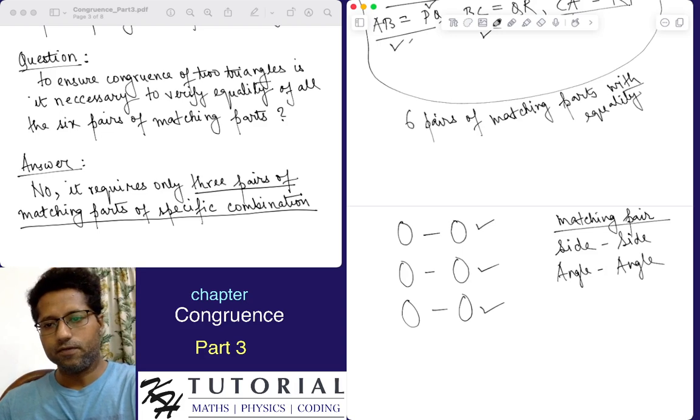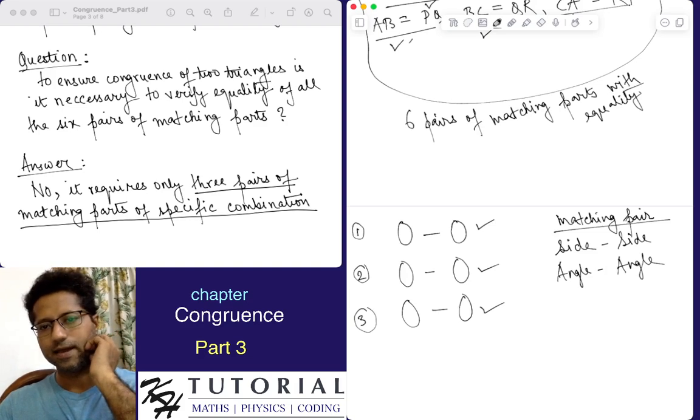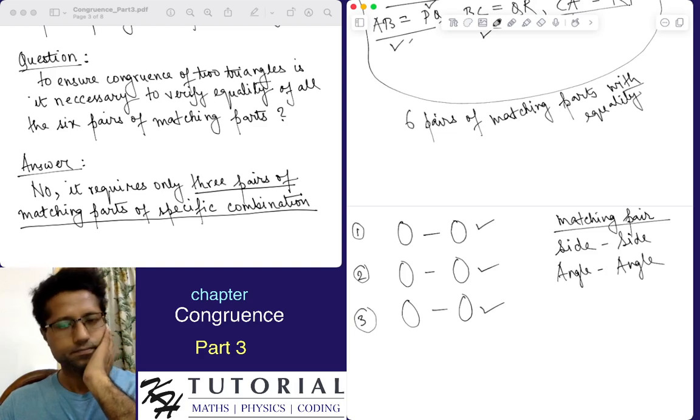So we need three pairs of matching parts: first pair, second pair, and third pair. Now just think, what can the first matching pair be? It can either be of type side or of type angle.